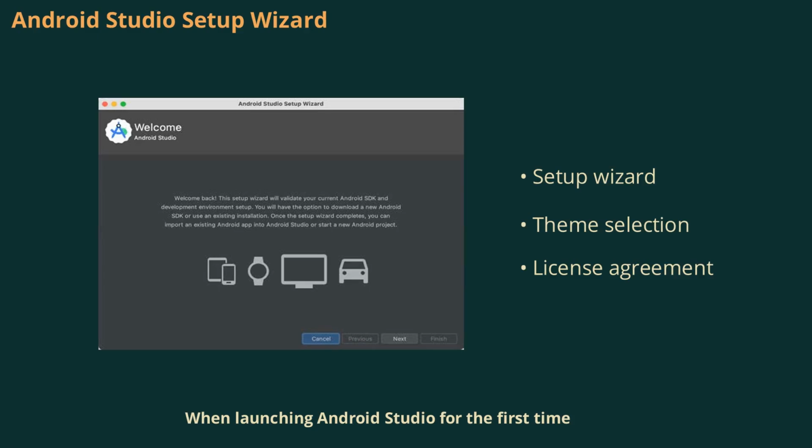When launching Android Studio for the first time, you may be prompted to import settings from a previous version. If you're new, simply proceed without importing. The setup wizard guides you through installation type, UI theme selection, and license agreements. Choose the standard installation and your preferred theme, then review settings and accept licenses to complete the setup.